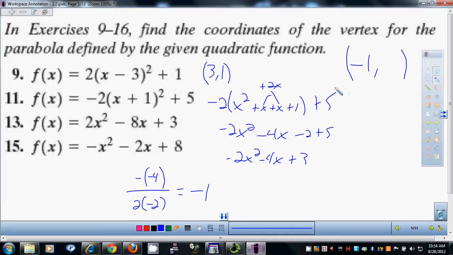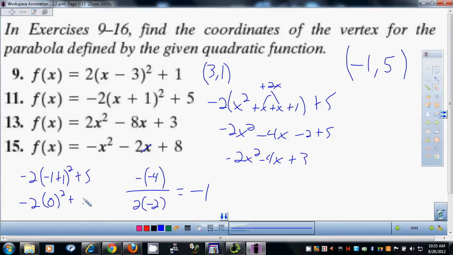Now, how do I find my y value? Plug it in. So that's negative 2 times negative 1 plus 1 squared plus 5. So that's negative 2 times 0 squared. So that's 0 plus 5, which is 5. Once again, you probably could have told me that already. I'm just showing you, you can do it both ways if it's already factored for you.